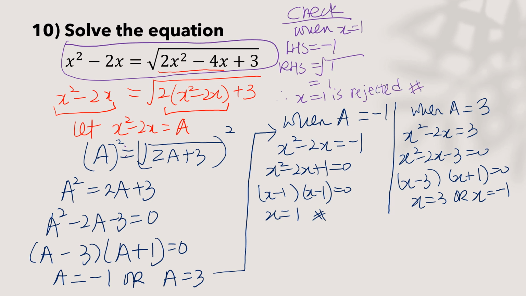All right, then let's go on to x equals 3. When x equals 3, do the same for your left hand side, which you will get 9 minus 6, that gives you 3. Right hand side will be square root, 2 times 9, 18. 18 minus 12, 6. 6 plus 3 is 9. Square root 9. Very good, I have left hand side equals right hand side. So therefore, x equals 3 is a valid answer.